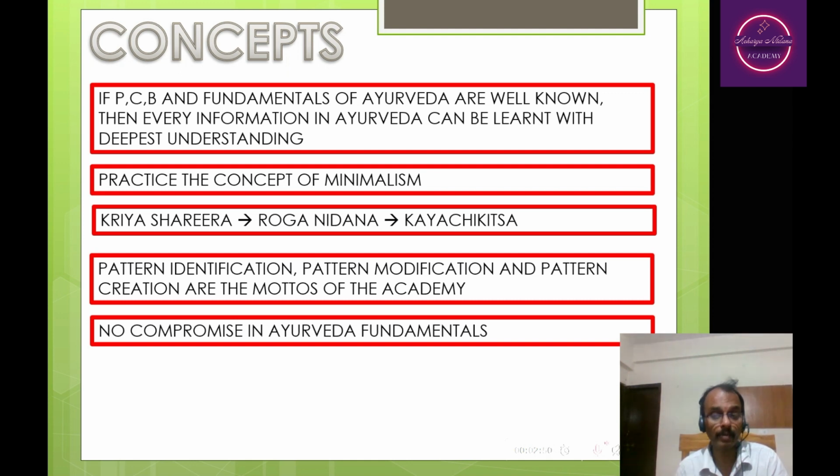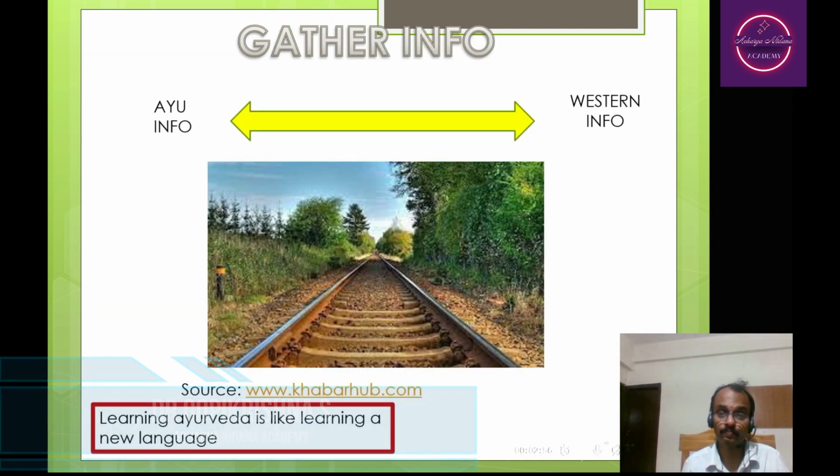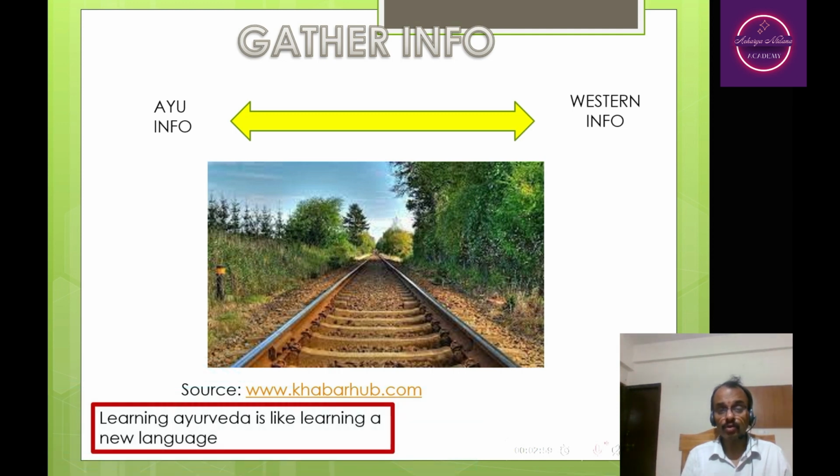And fifth, no compromise will be considered in learning Ayurveda fundamentals. Whenever we learn Ayurveda alongside Western information, we have to take Ayurveda information as per Ayurveda only, and take modern information from the modern point of view. Then we look into those informations and connect them at regular intervals. If we are able to understand each and every step, first step, second step, third step, then we can say we are moving in the right direction.